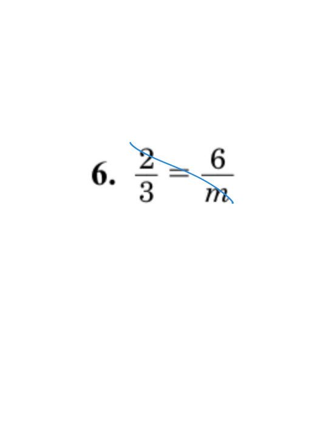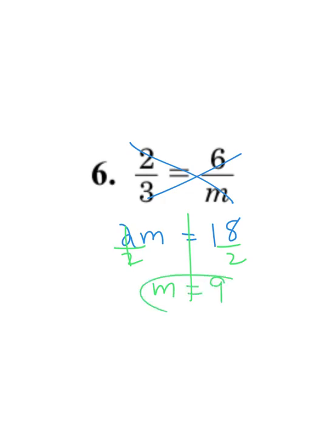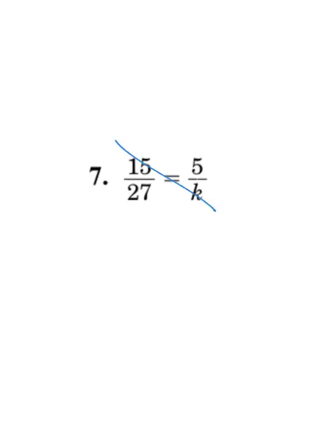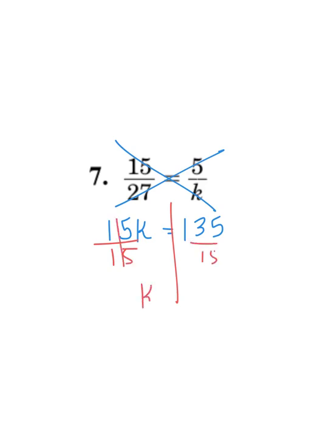Here's my variable. 2m equals 18. Divide by 2, m equals 9. 15K equals 27 times 5, which is 135. Divide by 15 on both sides. K equals 9.